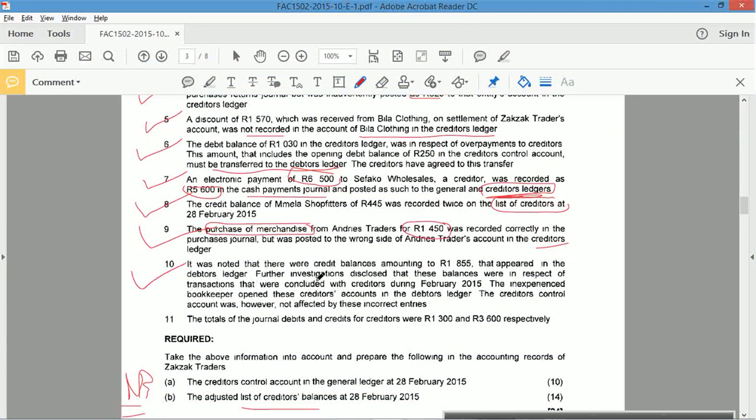Right, 10. It was noted that there were credit balances amounting to 1855 that appeared in the debtor's ledger. Disclosed that the balances were with respect to transactions that were concluded with creditors. The inexperienced bookkeeper opened these creditors' accounts in the creditors' ledger. The creditor's control account was, however, not affected by these incorrect entries. Okay, so your creditor's control wasn't affected, but your creditor's ledger was. Okay, it was noted that there were credit balances amounting to this appeared on the debtor's ledger. Further investigations showed that these balances were in respect of transactions that were concluded with creditors.